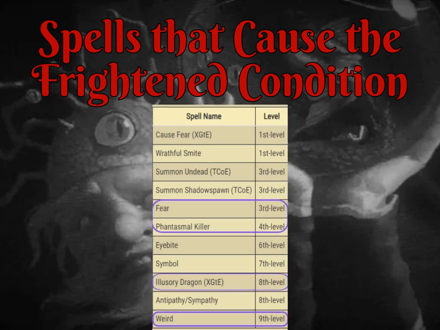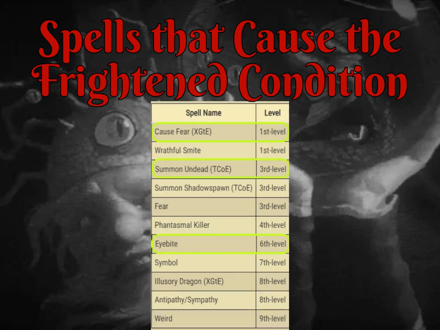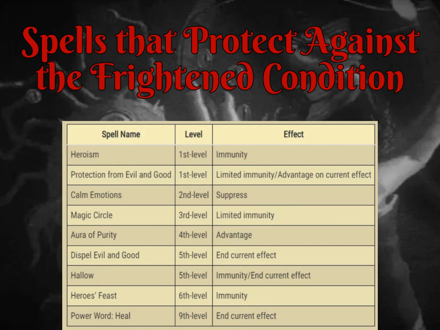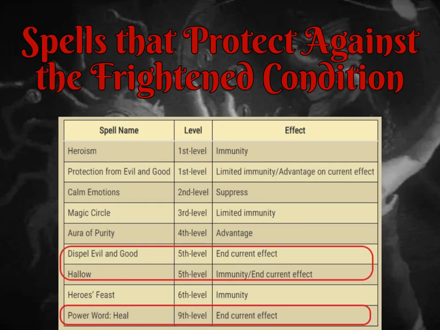Funnily enough, 4 of the 11 spells that cause the Frightened condition are illusion spells. Only 3 are necromancy spells. I guess card tricks are spookier than zombies. If you're trying to build a fear-based character, the wizard class is your best bet. They have access to 10 of the 11 spells in the game that cause fear. On the flip side, 9 spells protect against the Frightened condition in some way, with 3 spells ending it outright.